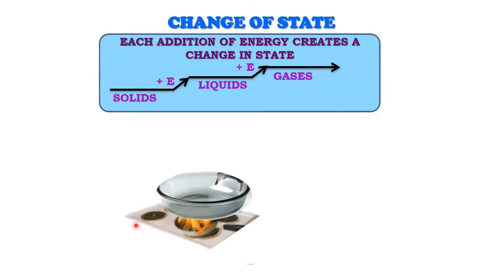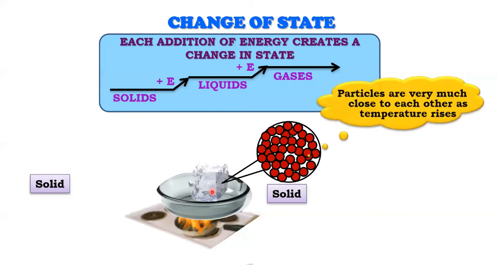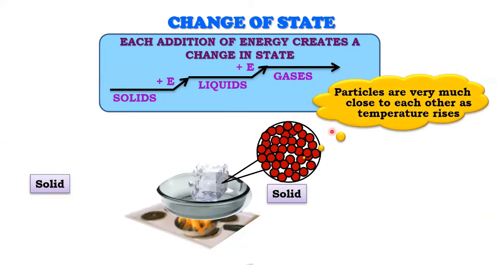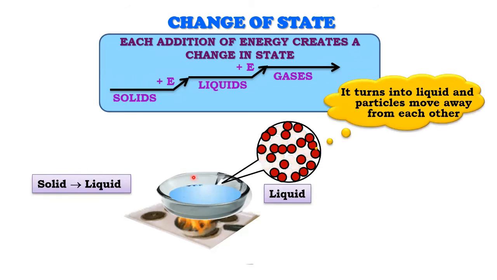Now, for example, if we take a vessel and put some ice cube inside it, the ice cube is in solid state. But as soon as we apply heat energy, it will be converted into liquid, right? Solids have particles that are very close to each other, correct? Likewise, when we heat it up, it will be converted into liquid.